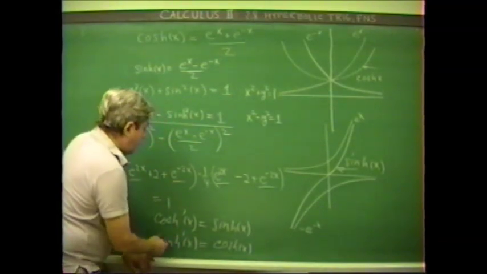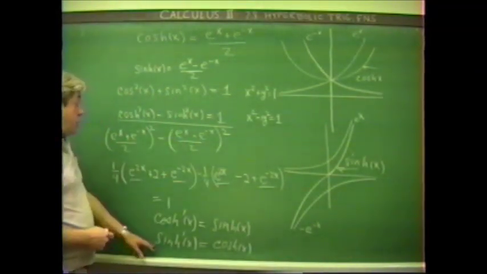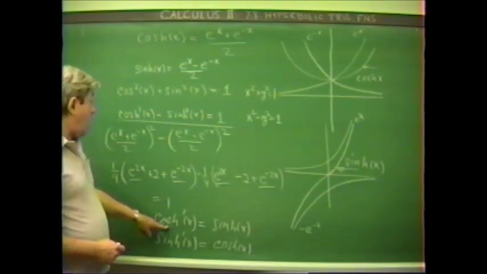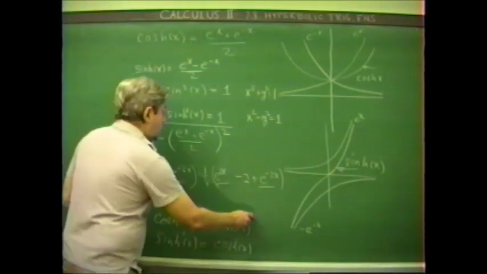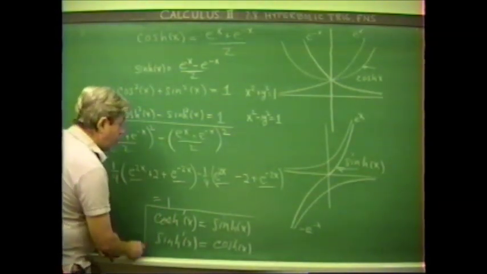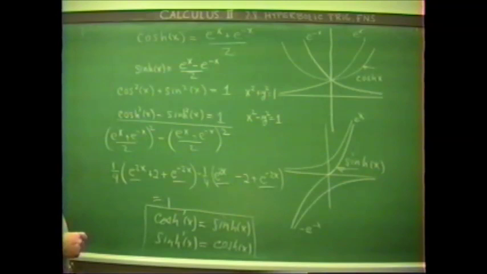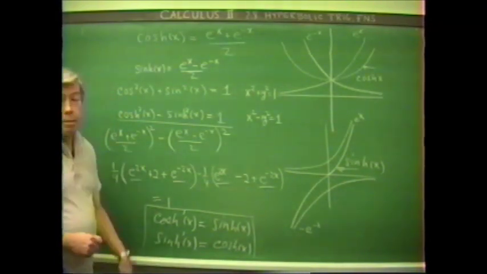So the derivative of the hyperbolic sine is hyperbolic cosine, just like for the trig functions. The derivative of the hyperbolic cosine is the hyperbolic sine. It's very easy to remember. And in fact, the fact that the formulas for these functions work out to be so nice is one of the reasons why they're used. So the hyperbolic sine and the hyperbolic cosine.